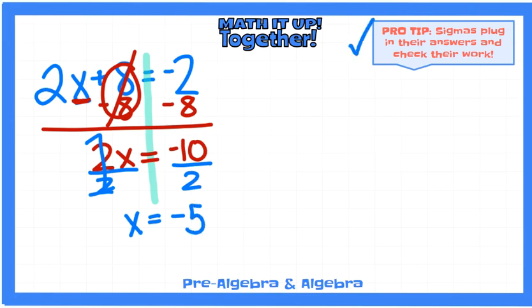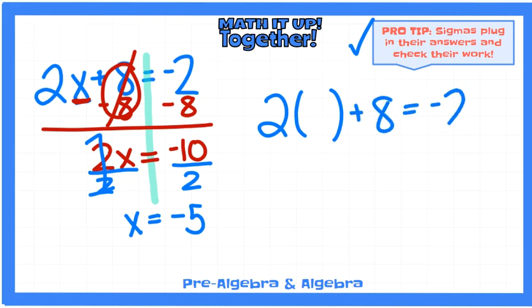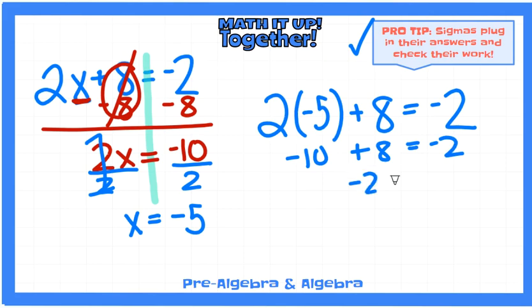And then pro tip, sigmas plug their answers in and check their work. And we'll do that, again, with parentheses, where we're going to plug in. So anywhere there's an x, I'm going to put that negative 5 in there as the value. And I'm going to see if these two sides come to the same number. So 2 times negative 5 is negative 10. Negative 10 plus 8 is negative 2. Does negative 2 equal negative 2? Every time. All right, so there's a simple two-step equation.